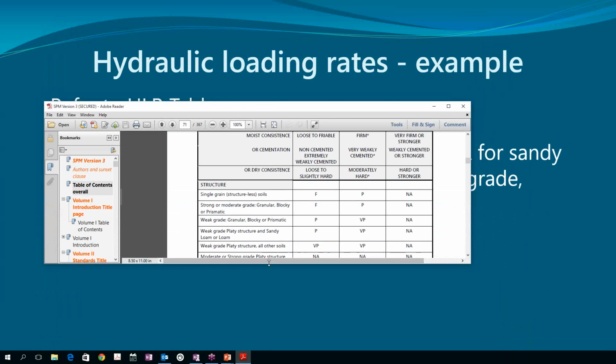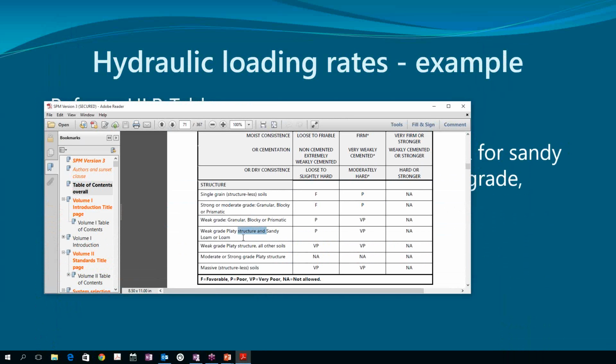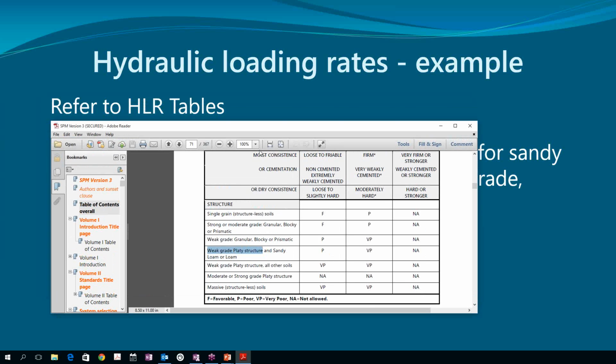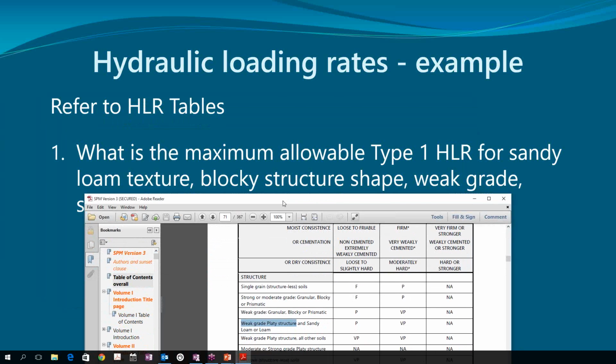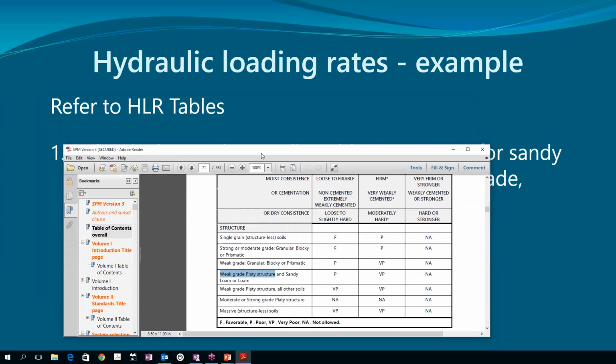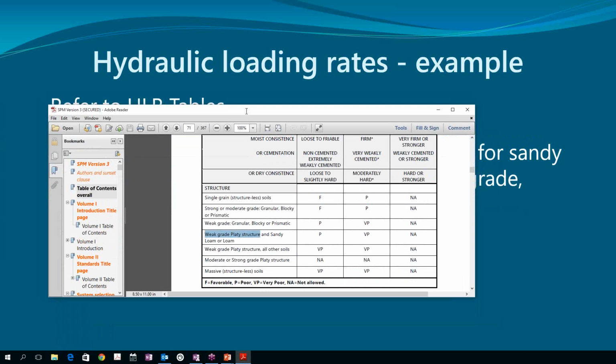Well, this table doesn't list all the textures, but it does mention sandy loam or loam. So this has caused some confusion. This doesn't mean that all sandy loams fall in here. It means those sandy loams that have weak grade platy structure fall in here, just to be clear. So that's not us. That doesn't relate to this question because it says it's blocky structure, not platy. So for that reason, the relevant column, what does it say? Weak? That means there's our relevant row, I should have said.